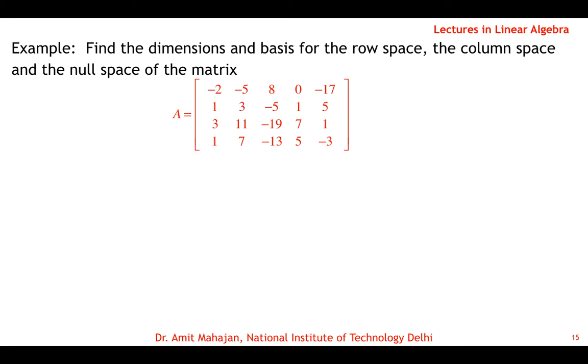Okay, now there is one example: find the dimension and basis for the row space, the column space and the null space of the matrix. For the row space, we need to reduce it to equivalent form. For the column space, we need to know what the pivot columns are. So again, we need to reduce it to equivalent form. And for the null space, we need to find the solution of the homogeneous system.